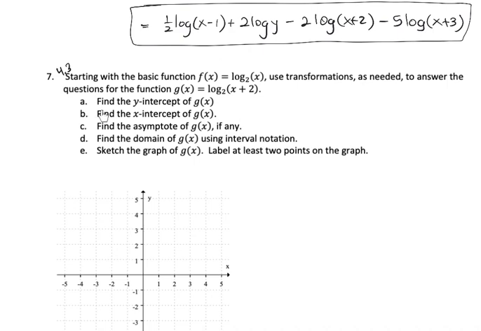Part A, part B, find the y-intercept, find the x-intercept. So for part A, to find the y-intercept, remember we let x equal 0. So if you let x equal 0, then we have log base 2 of 0 plus 2, which is 2. That equals 1. So the y-intercept is the point 0, 1.